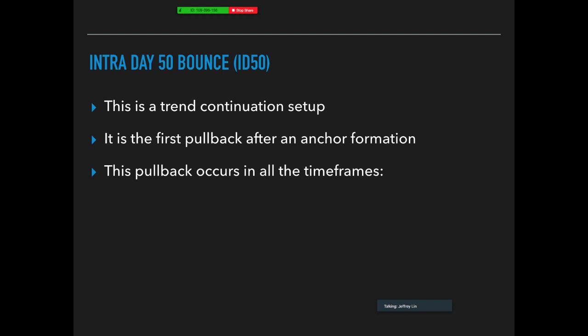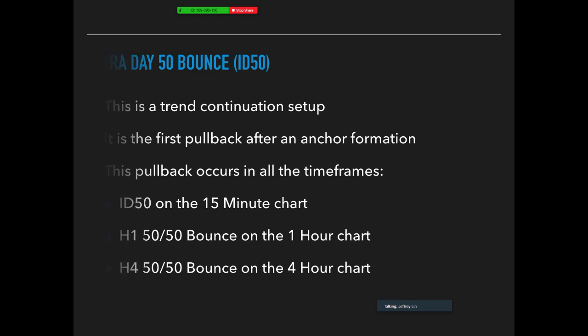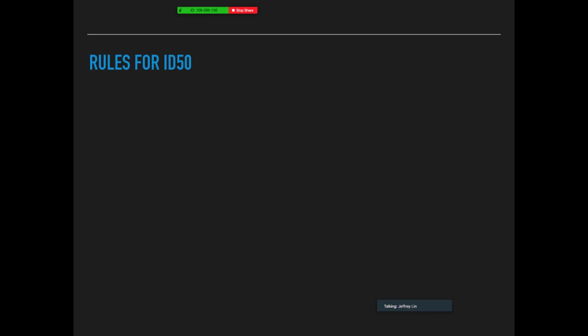This pullback occurs in all the time frames, so it can be on the M15, which we call an ID50 or intraday. On H1, we call it the 50-50 bounce, or the 1 hour bounce. And then it's also on the H4, which is called the H4 bounce. So three different types, and there are some rules that we have for these.